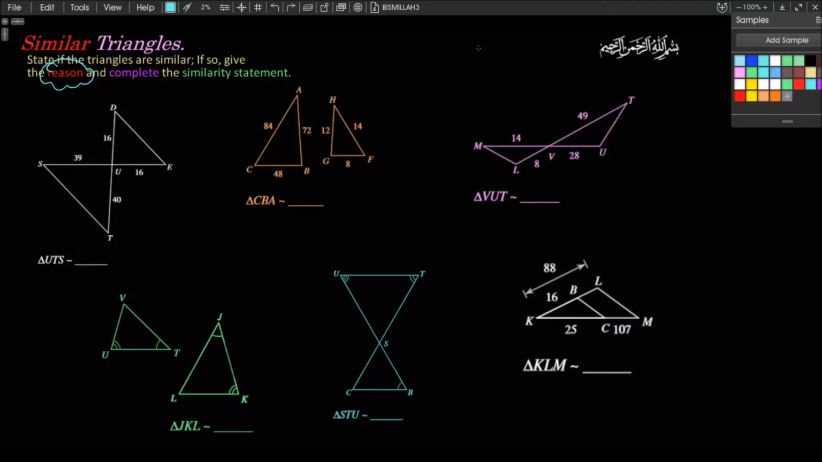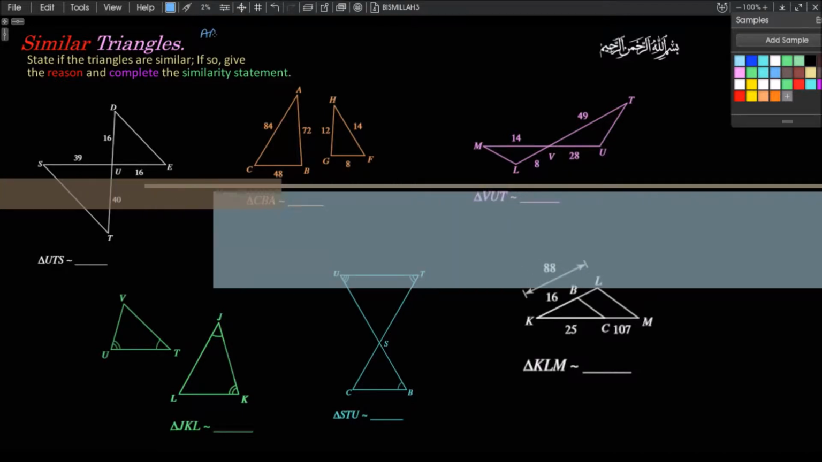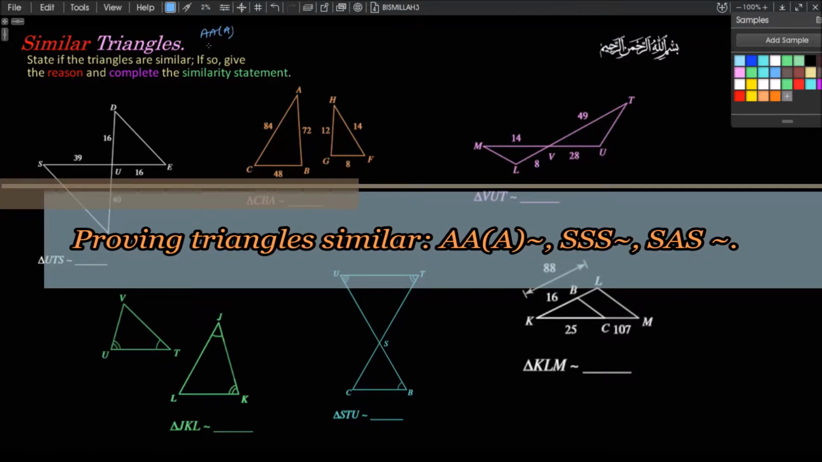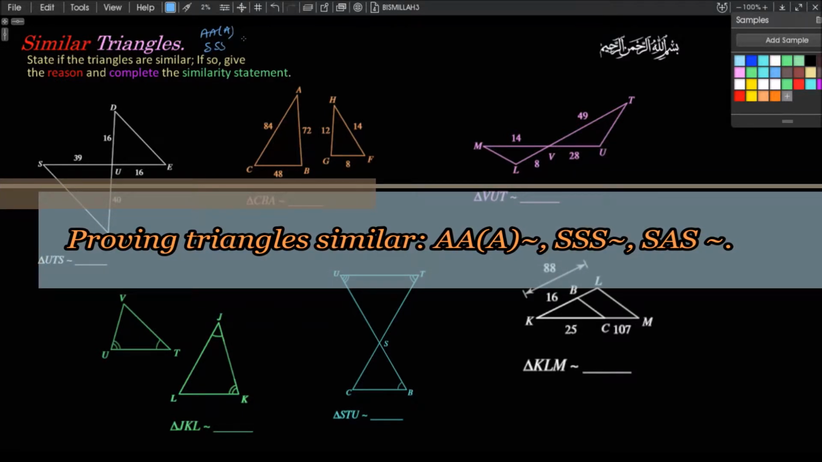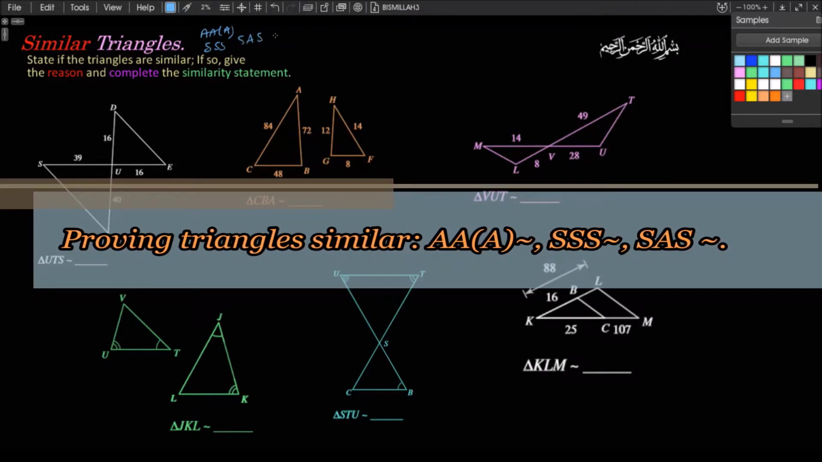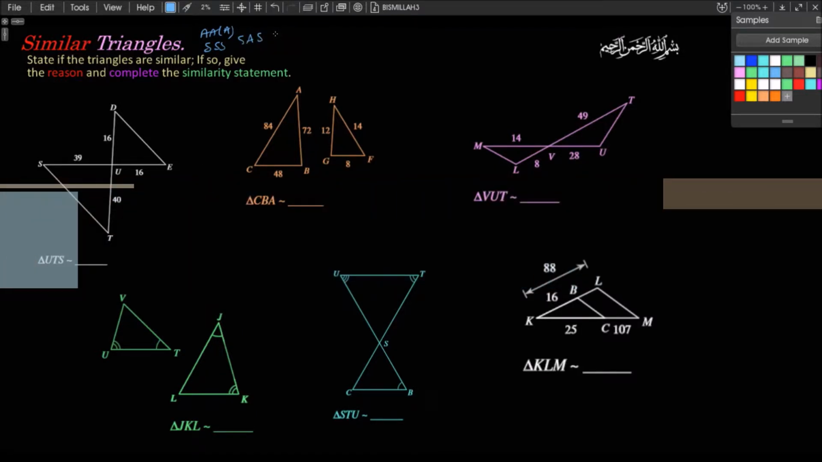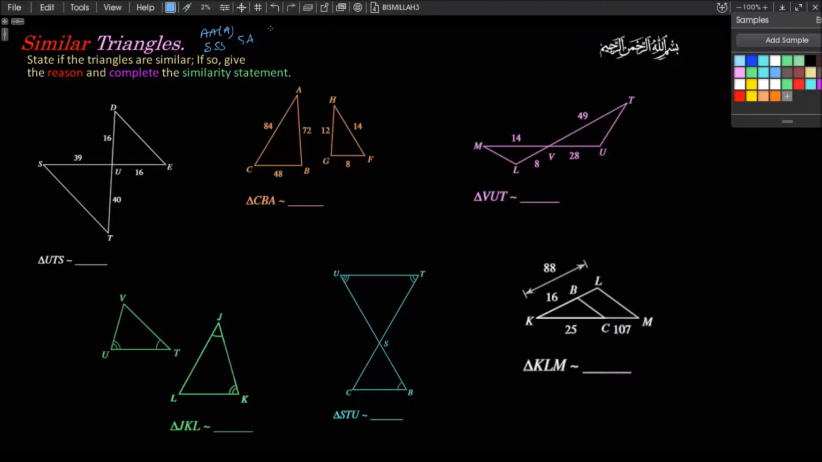If the triangles are similar, we are to state why, and we're supposed to tell which triangles are similar to which ones. Okay, if you recall, there are really only three ways to prove triangles similar. This was the angle postulate, and then there was a side theorem and side angle side theorem for similar triangles. So there were really only three ways to prove these triangles to be similar.